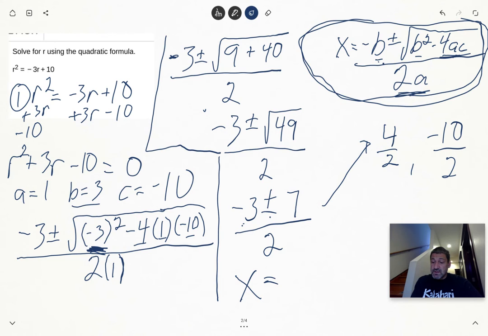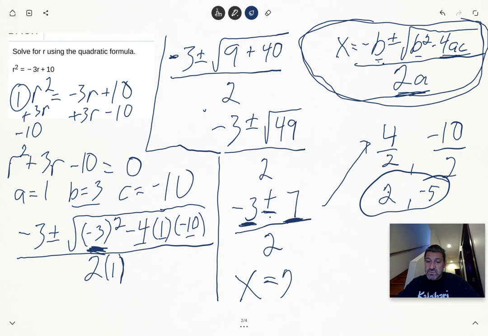So just to kind of go back to where I got the 4 and the 10. So to get that 4, I did negative 3 plus 7, because it's plus or minus. That gave us a 4 over 2. So that gave us the first term. But then I want to go back and do negative 3 minus 7, and negative 3 minus 7 gives us negative 10. That 4 over 2 simplifies to 2, and the negative 10 over 2 simplifies to negative 5. Okay, so our solutions will be 2 and negative 5.